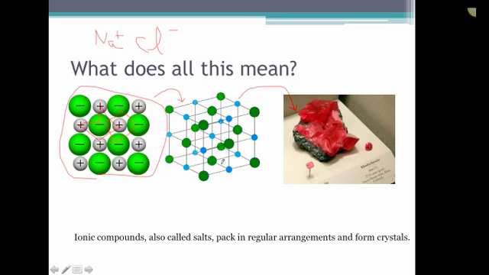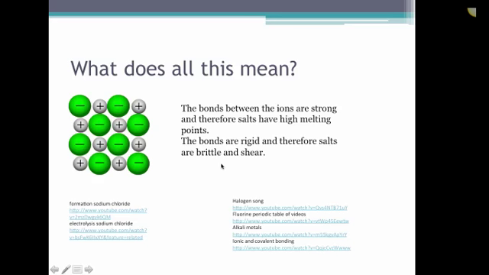So that gives you a bit of an idea of the properties of ionic compounds. Again, I repeat, they're going to be brittle, they're going to have high melting points, and so, for example, sodium chloride has a very high melting point. I think it's up near about 1,000 degrees Celsius. Okay, and that's what my final slide there is showing you.